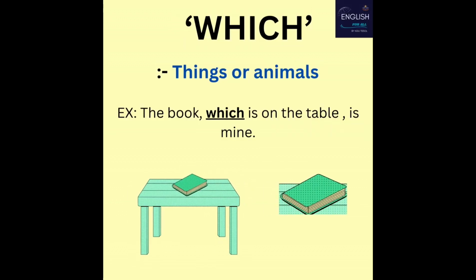Our next word is which, which refers to things or animals. When we describe things like a book, a pen, a bottle, a bag, etc., or animals like a dog, a cat, an elephant, etc., then we use which. Look at the given example. The book which is on the table is mine. According to the given picture, my book is the book which is on the table.